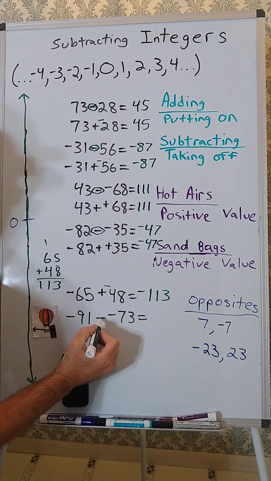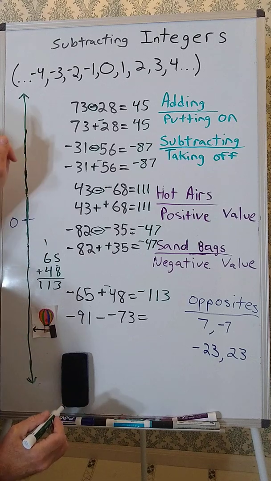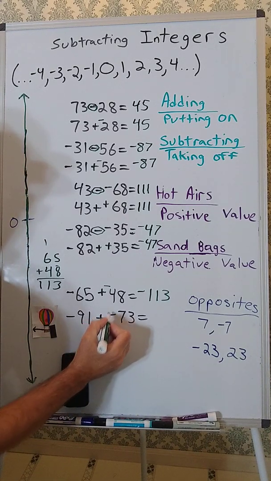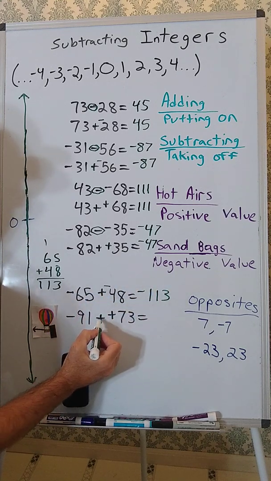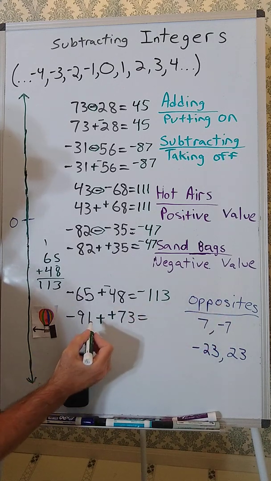And here we're taking off sandbags. That makes the balloon go up, and that's equivalent to adding hot airs. So two things are changing. The operation and the sign of the second number is being changed to its opposite.